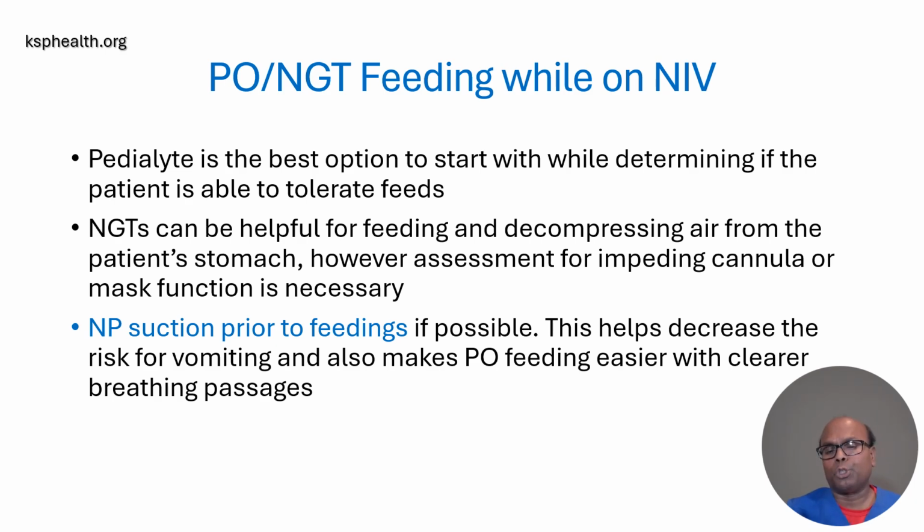Nasogastric feeding is the best option to start with while determining if the patient is able to tolerate feeds. Nasogastric tube feeds are helpful for feeding and decompressing air from the patient's stomach. Most of the patients receive nasogastric feeds anyway. However, assessment for impending cannula or mask malfunction is necessary. It's recommended to do NP suction prior to feeding. This helps decrease the risk of vomiting and also makes feeding easier with clearer breathing passages.